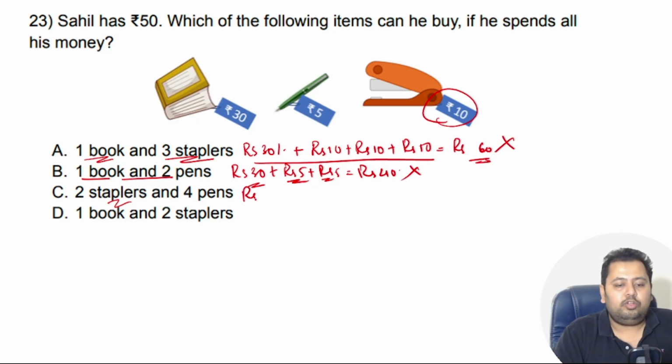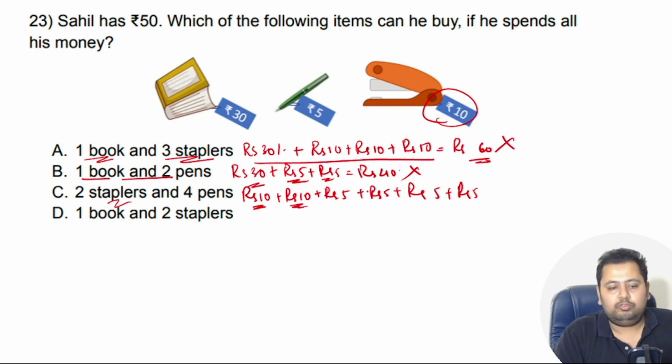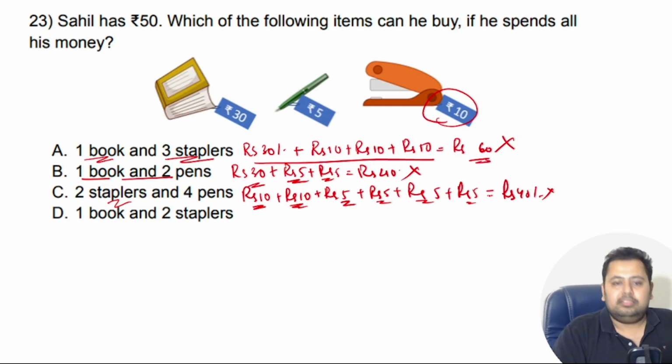Two staplers would cost rupees 10 plus rupees 10, and four pens would cost rupees 5 plus rupees 5 plus rupees 5 plus rupees 5, right? So this is for stapler number 1, stapler number 2. So two staplers, pen number 1, number 2, number 3, and number 4. And if you do this addition, you will get it as rupees 40. Again, this cannot be the answer because Sahil has to spend all the money, right?